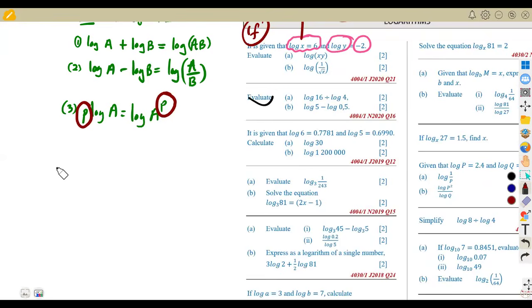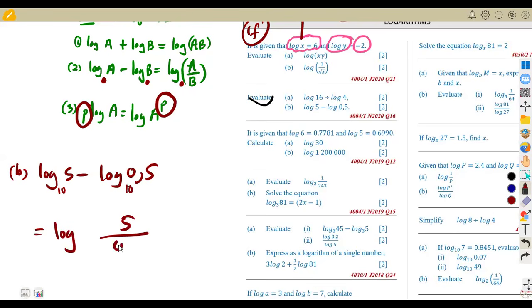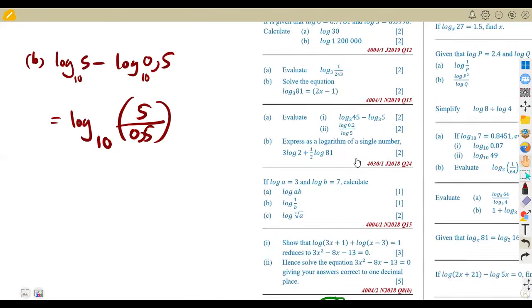A law is there already. So I'm going to apply our law: the logarithm of 5 minus the logarithm of 0.5. Provided the bases are the same, we divide the numbers in one base. Both are base 10, so we are left with log of 5 over 0.5, in base 10. It's a common base, base 10. So if I divide these numbers, what do I get?